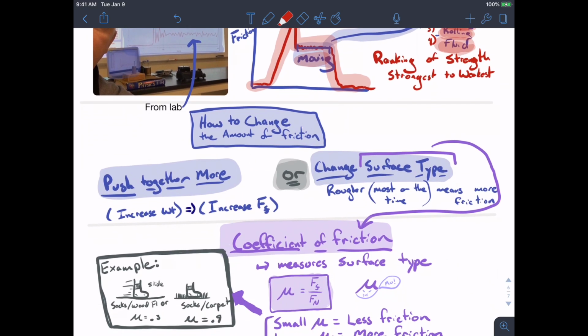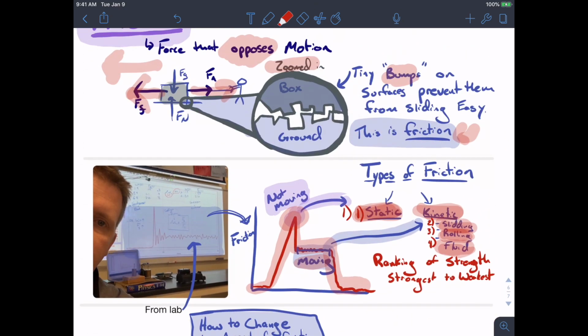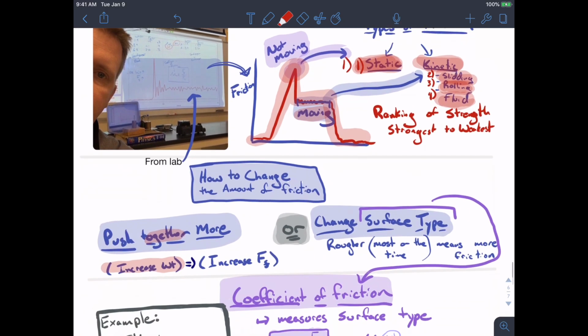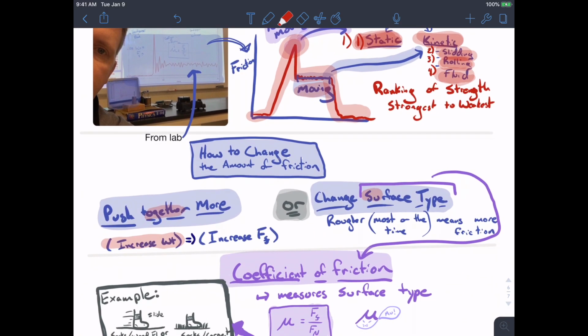We talked about how we could change the amount of friction on an object. There's essentially two ways to do it. One is make the thing heavier or push the two surfaces together. And this makes a lot of sense because if we were to take these two surfaces and push them together, those teeth are going to interact more and it's going to increase the friction. The other way, which is the more common way that people think about changing friction, is to change the surface type. And in general, the rougher the surface means there's going to be more friction. Now, there are some exceptions to this.